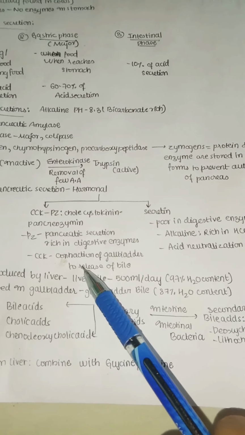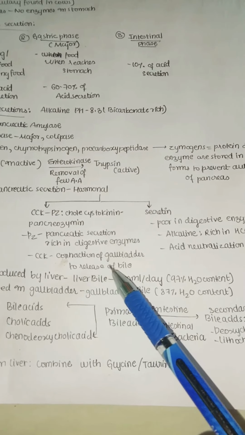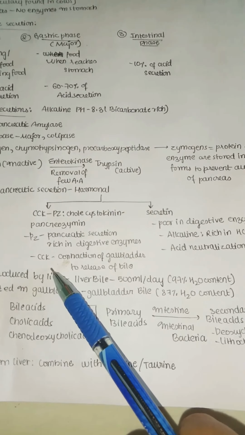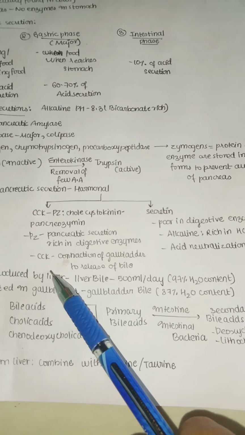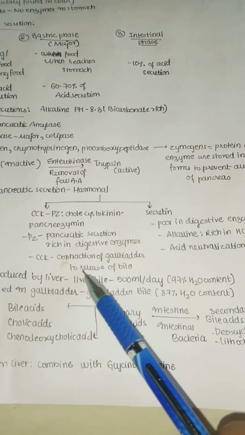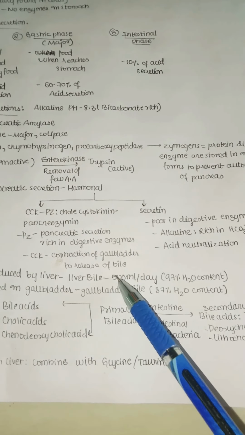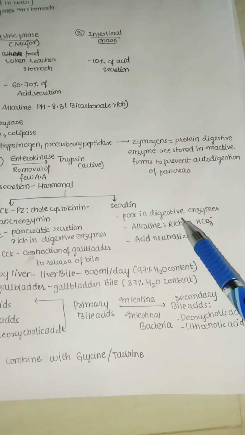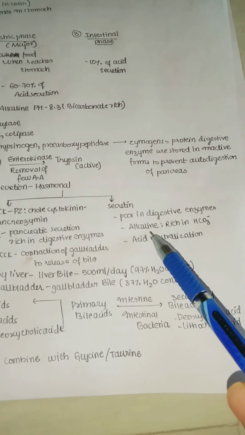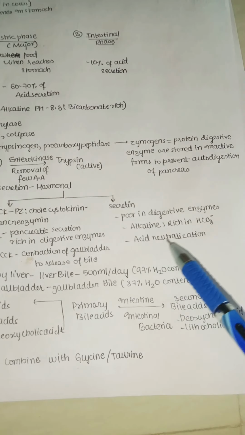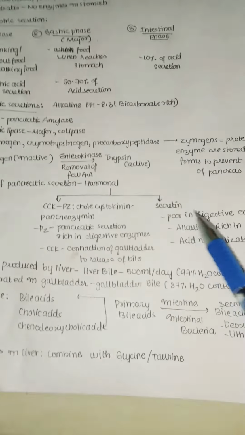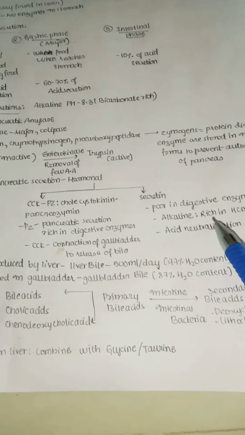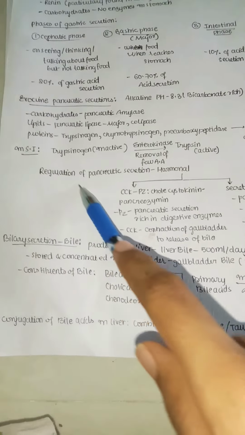CCK is useful for contraction of the gallbladder to release bile. In the name cholecystokinin, cyst means gallbladder. So remember, cholecystokinin is used for contraction of the gallbladder, and by this it leads to release of bile. And secretin is poor in digestive enzymes. It is alkaline, rich in bicarbonate, and neutralizes acid. So secretin is the major component of pancreatic juice leading to its alkaline nature because of the larger amount of bicarbonate. So by this we completed the pancreas.